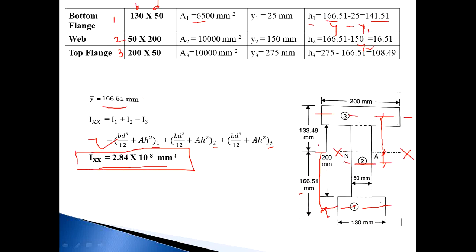Okay. Now see here, the depth of section number 1 is 50, the depth of section number 2 is 200 and the depth of section number 3 is 50. So the overall depth from top to bottom is 50 plus 200 plus 50, that is the total depth is 300. Then we know the value of y bar is 166.51. So we can calculate the remaining distance, that is 300 minus 166.51. So that value becomes 133.49.